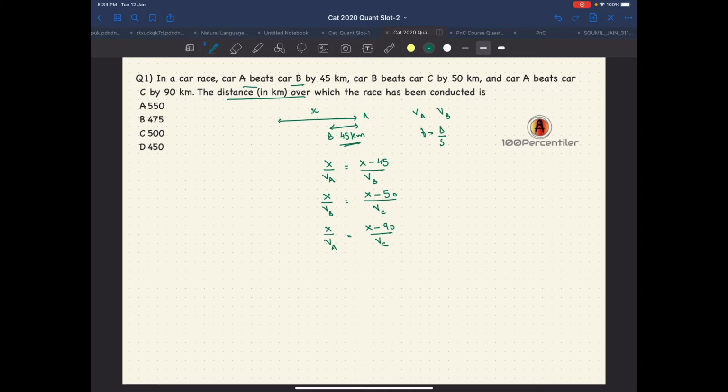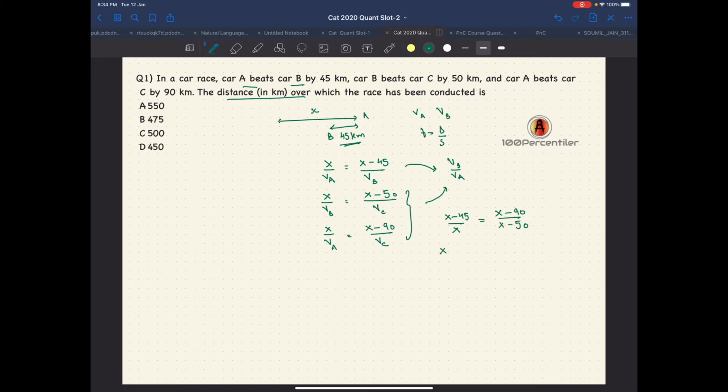So we have to simply eliminate the variables. So let's try to get the ratio VB upon VA from here and from these two equations, and then equate them. So from the first equation, VB upon VA is X minus 45 upon X. And from the other two equations, if we divide the second equation by the third one, we get VB upon VA equal to X minus 90 upon X minus 50.